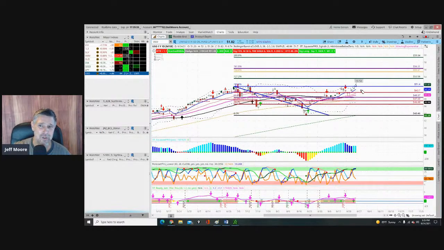Now, does that mean it's going to go straight? No, it might do this. Boom, pull back, boom, squeeze, pull back, and then work its way up here. So we are going to ride this. I'm going to ride those energy plays until this hits its target. Okay? So that's pretty solid right there.